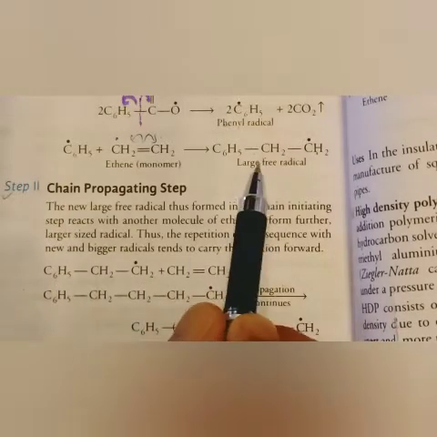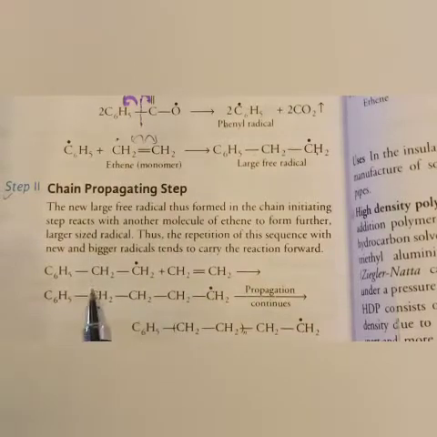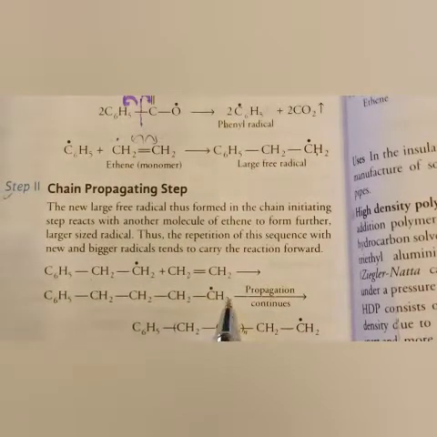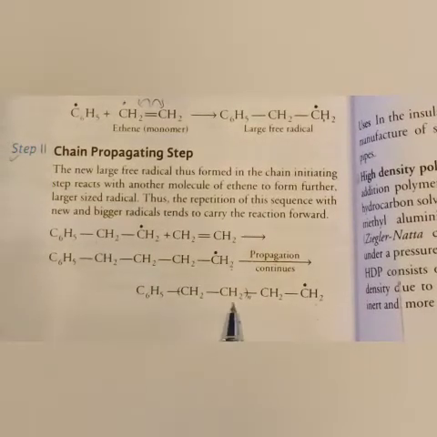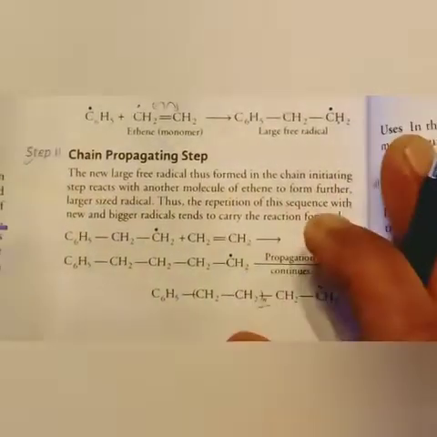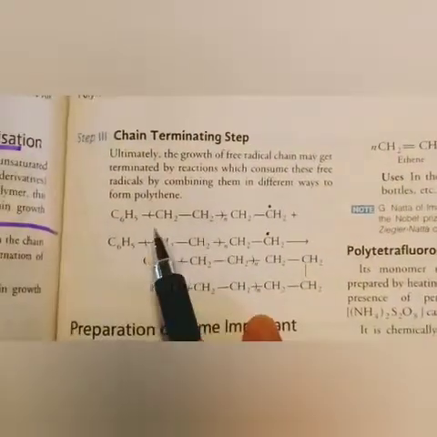Like if we talk about from here, this will react with further ethene, then again it will form a larger radical, then this will further react with ethene. So this process will go on for so long. That's why n is written here, propagation. Now when will it end? That is the chain terminating step.